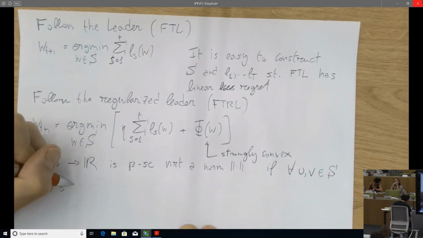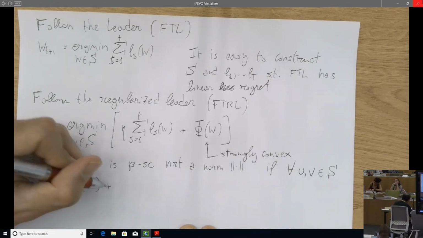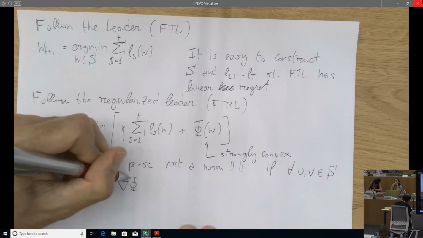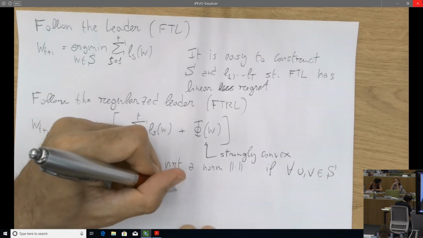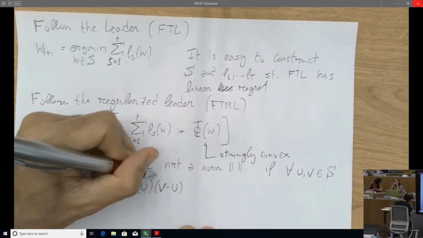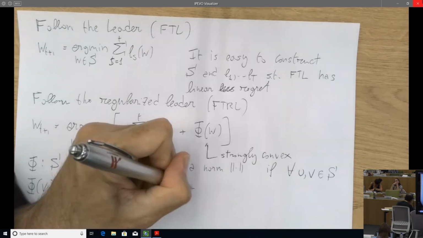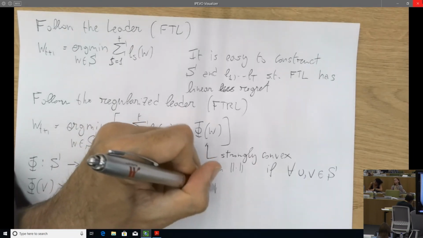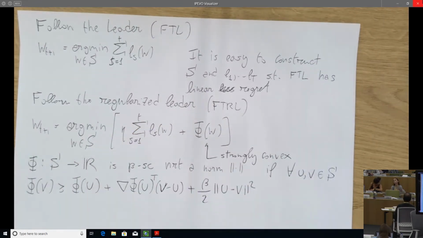It's like a second order Taylor expansion in which I am replacing the second order term by something, okay, and now the second order term is the norm times the coefficient. Okay, so this is strong convexity, and you know there are many strongly convex functions.